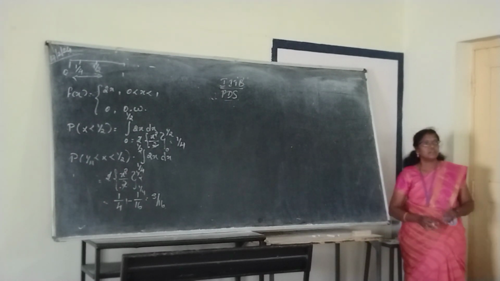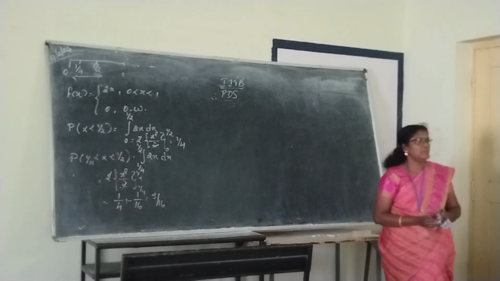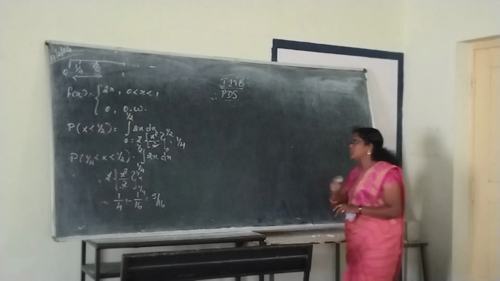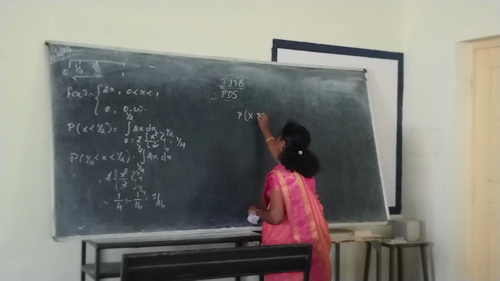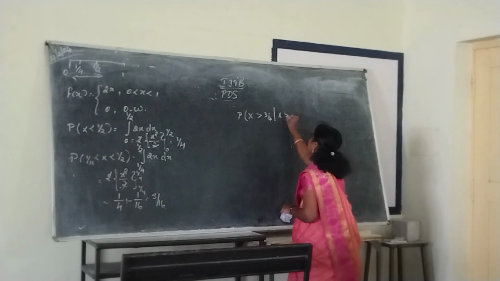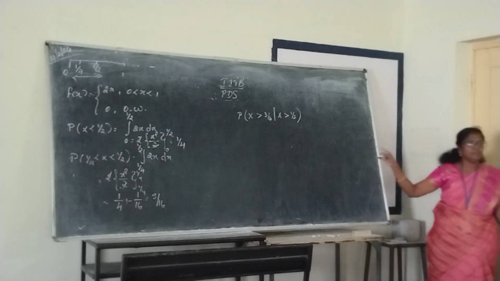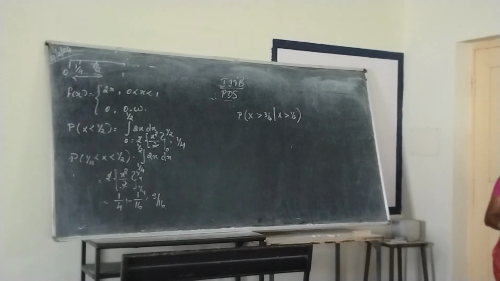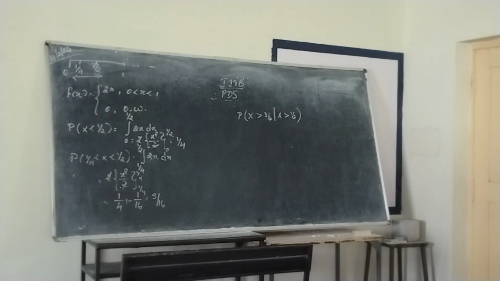Should we start with the third one? What is the condition given? What is the third one we have to find? Probability of x greater than 3 by 4 given x greater than 1 by 2. This refers to what probability? This defines what type of probability? Conditional probability. You remember the definition now?